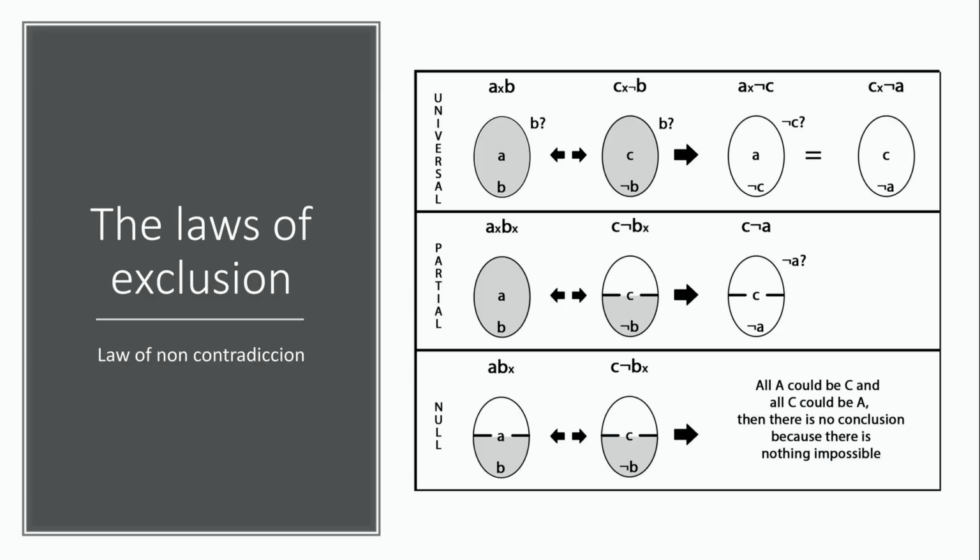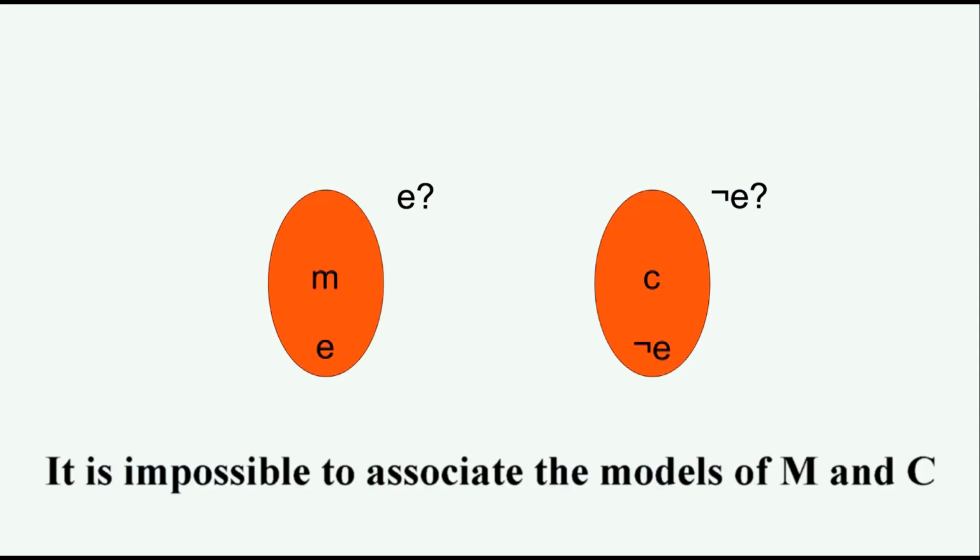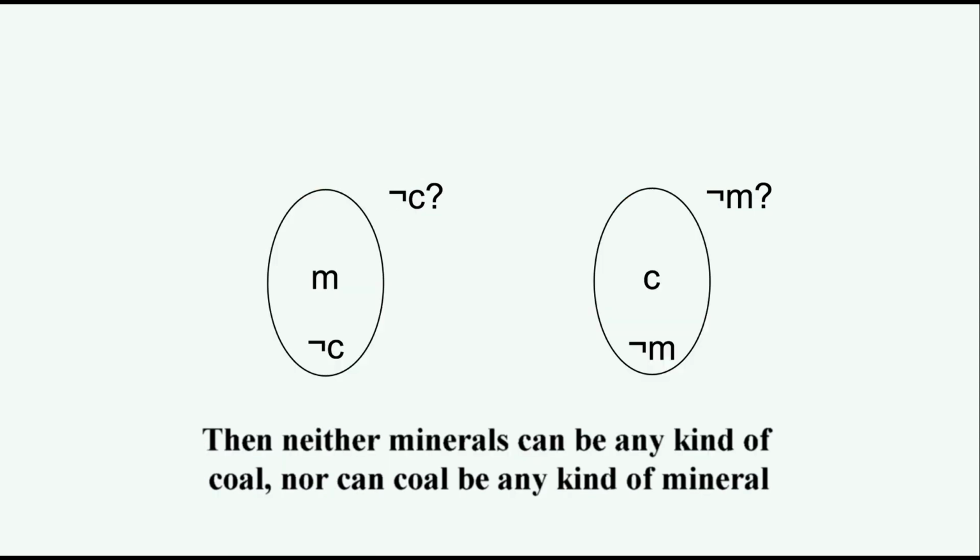Inferences by exclusion. Law of non-contradiction. Universal exclusion. Minerals are electrical conductors. Coal is not an electrical conductor. It is impossible to associate the models of M and C. Then neither can minerals be any kind of coal, nor can coal be any kind of mineral.